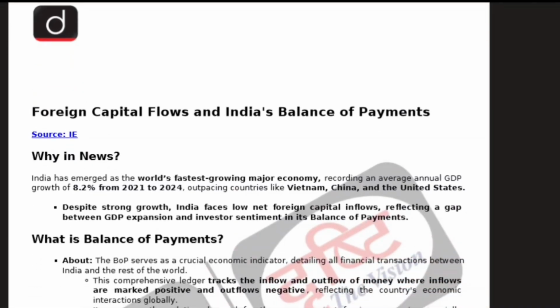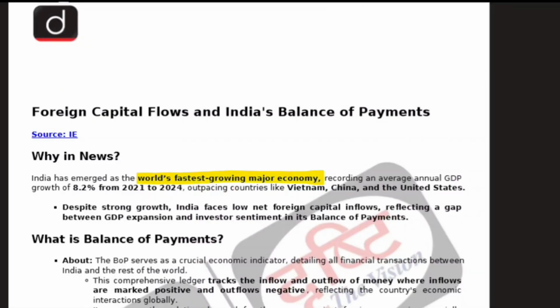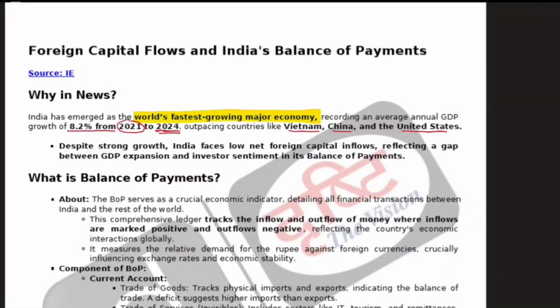India has emerged as the world's fastest growing major economy, recording an average annual GDP growth of 8.2% from 2021 to 2024, outpacing countries like Vietnam, China, and the United States. Despite strong growth, India faces a low net foreign capital inflow, reflecting a gap between GDP expansion and investor sentiment in its balance of payment.